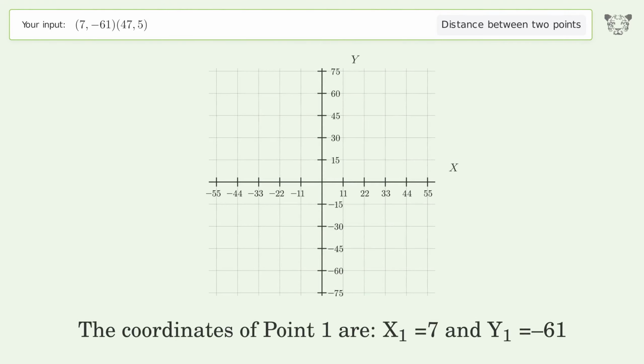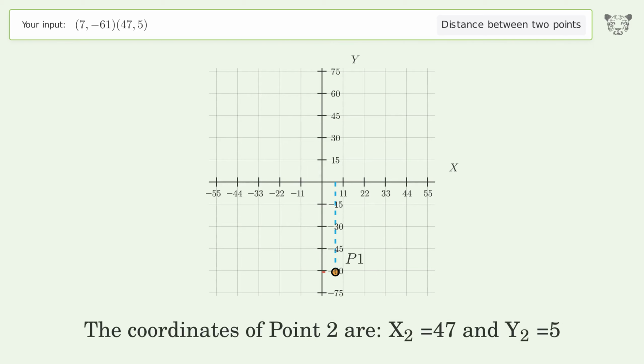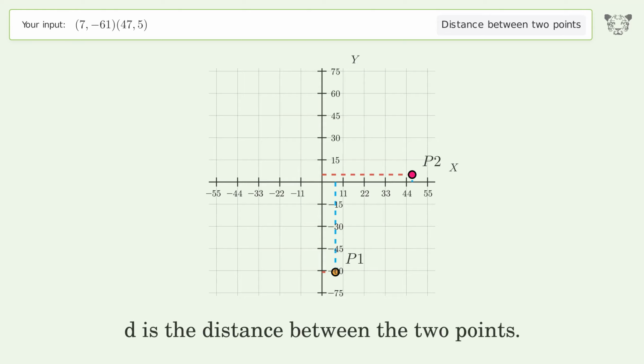The coordinates of point 1 are x1 equals 7 and y1 equals -61. The coordinates of point 2 are x2 equals 47 and y2 equals 5. D is the distance between the 2 points.